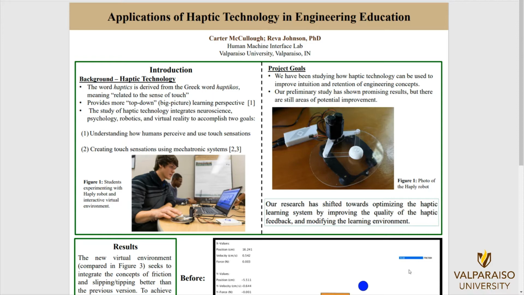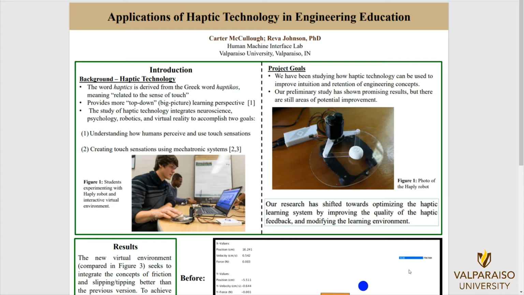A formal definition would be that it is the study of integrating neuroscience, psychology, robotics, and virtual reality to accomplish two goals. One, understanding how humans perceive and use touch sensations, and two, creating touch sensations using mechatronic systems.